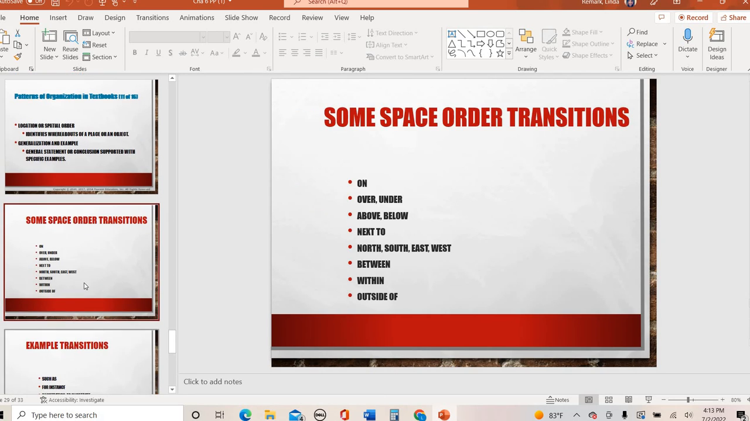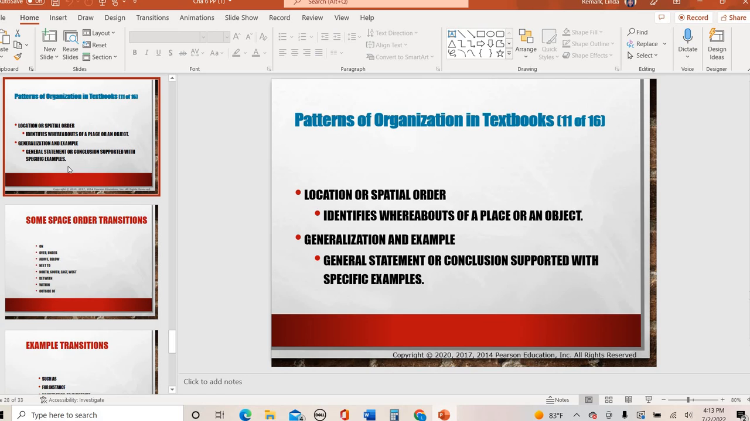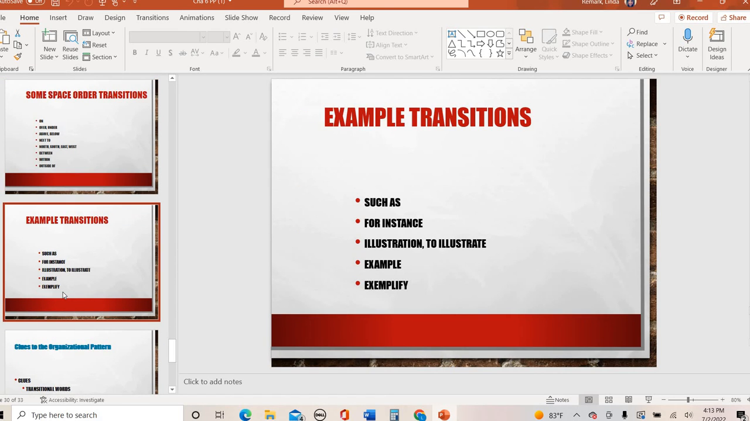So you might see things like over, under, above, below, between, north, south, left, right, to let you know, hey, I'm trying to show you where, it answers that question, where is something located. You also have generalization and examples. So maybe you're trying to explain something, but it's not coming out quite right, so you want to give an example. So you may say things like, for example, such as, to exemplify, to let your reader know, hey, this is what's going on.